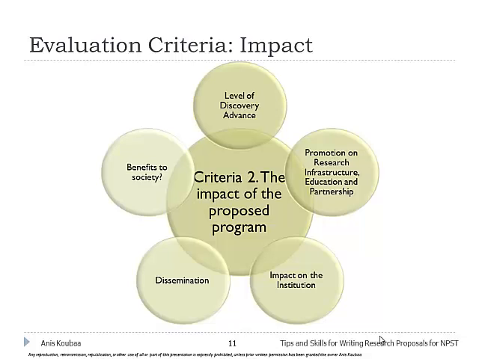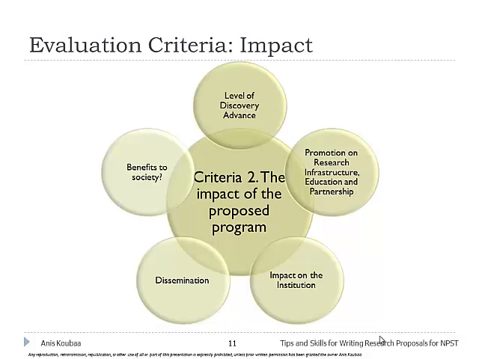The second criteria is the impact of the proposed program, and here it has 5 elements. First, the level of discovery advanced: what is the level of discovery that you are going to provide in this project? The impact is how interesting the outcome of the project will be at the end. Then the impact on the institution, how the institution will benefit from the project. This must be clarified.